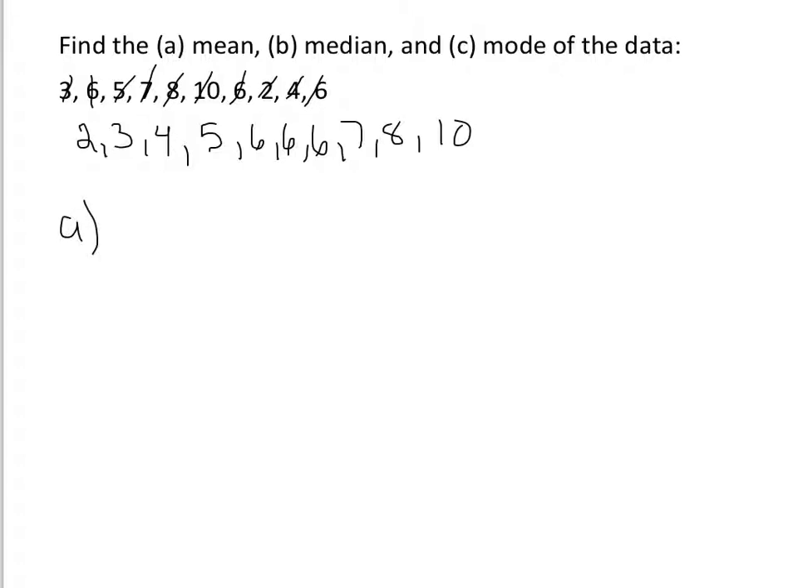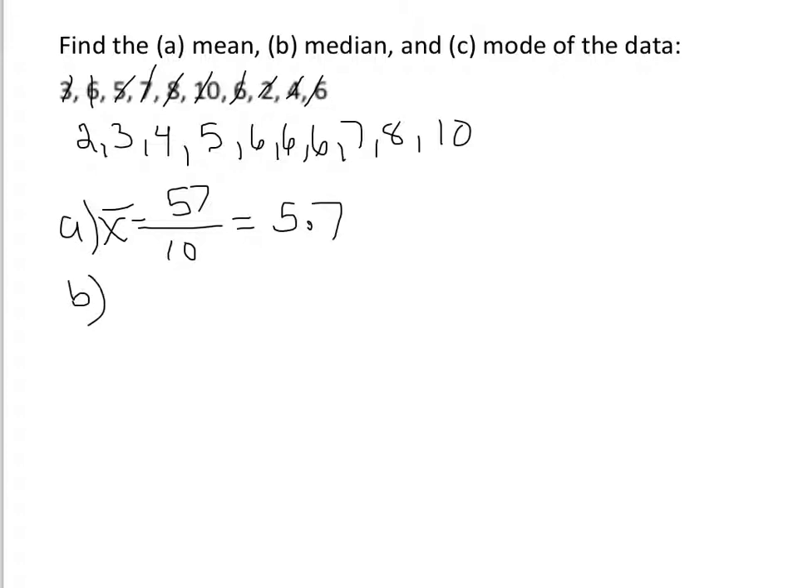So add them all up first. 57 divided by, how many are there? 1, 2, 3, 4, 5, 6, 7, 8, 9, 10. So the mean is 5.7. Now find the median.